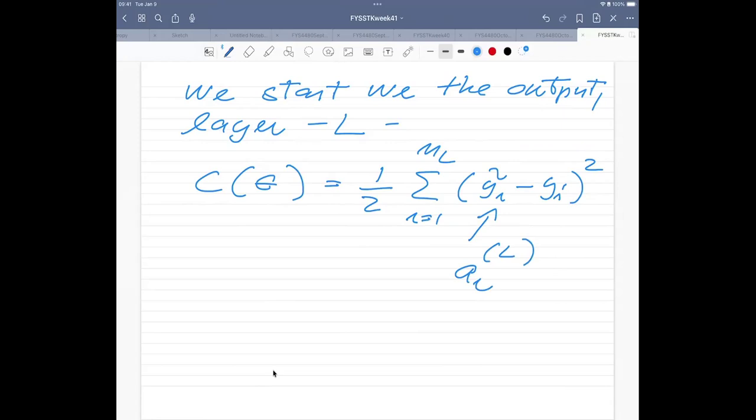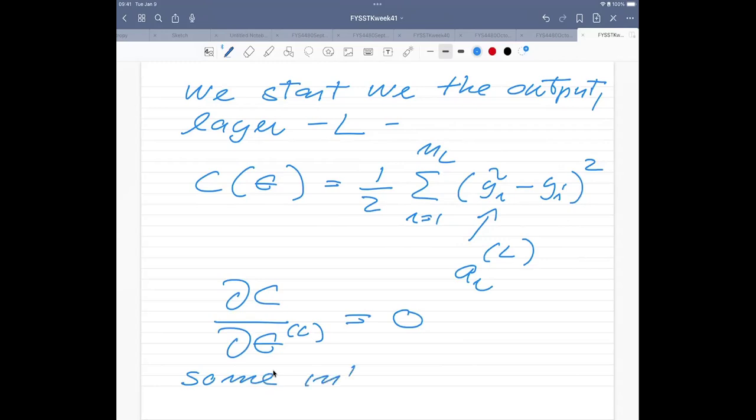Now, what we want is obviously to have delta C, delta theta in the final layer equal to 0. So we want to drive them to 0. We are going to optimize the cost function. So let's look at some intermediate steps first. So let's just set them up, some intermediate calculations, intermediate steps first.